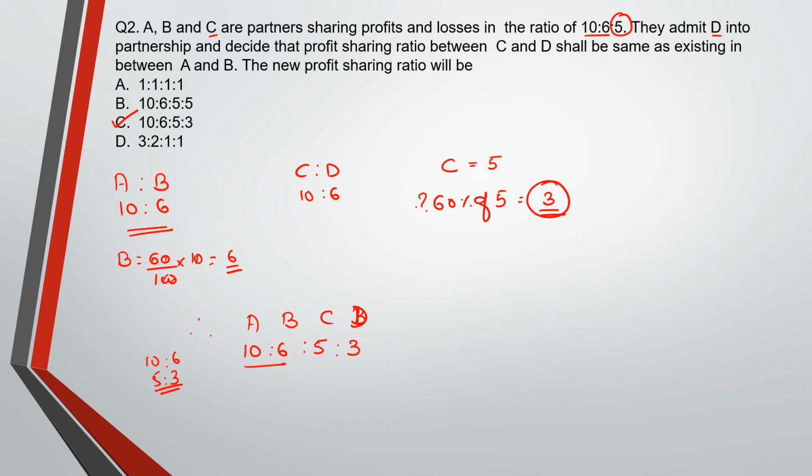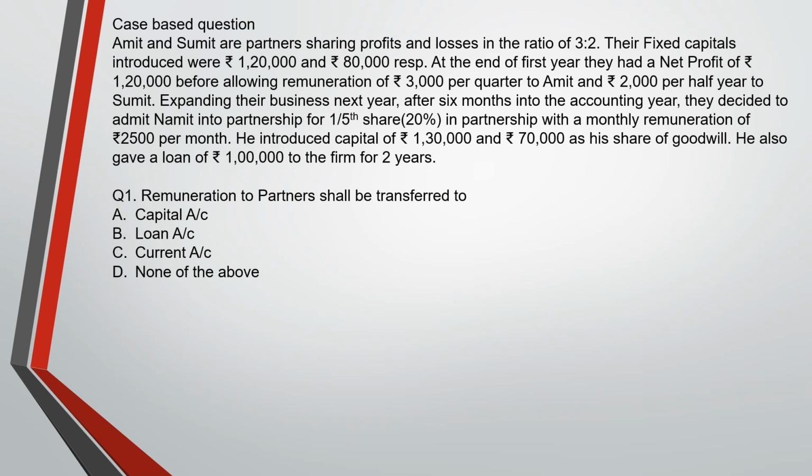And then we applied the same ratio because we had that of C here. So we could find out for D, 60% of 5 is 3. We just replace it there. So the ultimate ratio comes to 10:6:5:3. So I hope that is clear. This type of question can come to you in the exam.